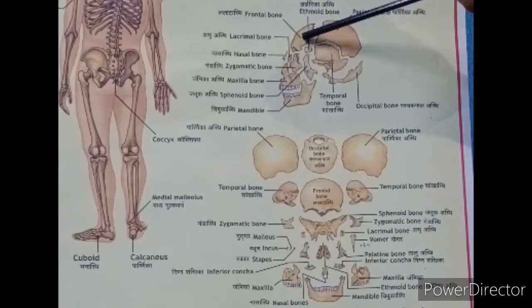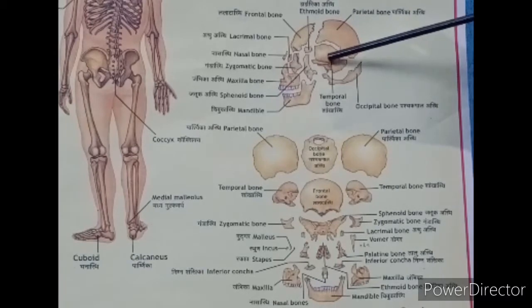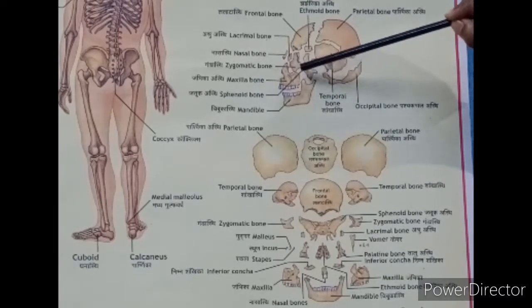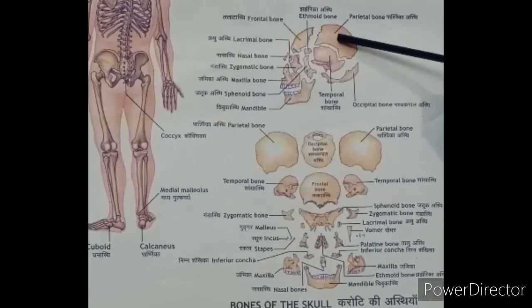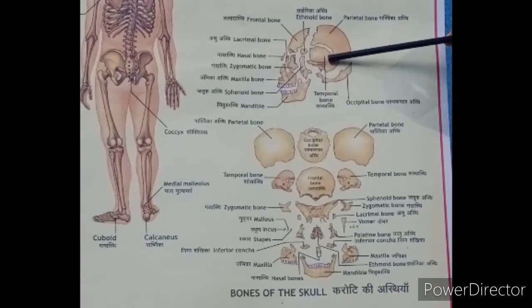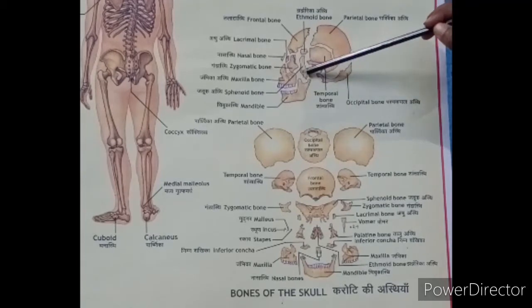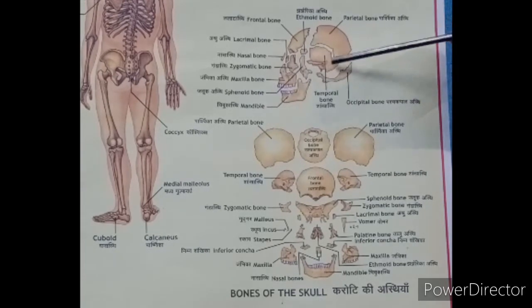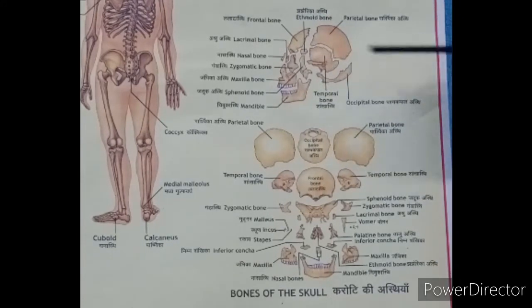Frontal, parietal, temporal, occipital, sphenoid and ethmoid. Parietal, 2 bones. Temporal, 2 bones. Occipital, 1 bone. Sphenoid, 1 bone, and ethmoid, 1 bone. So there are a total of 8 bones in the cranium.